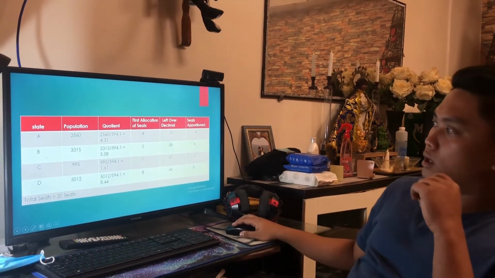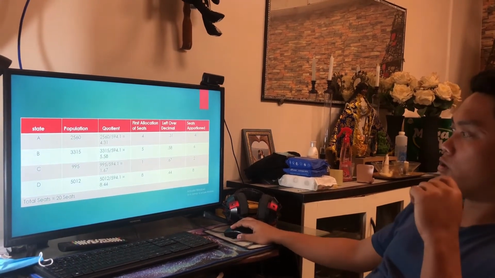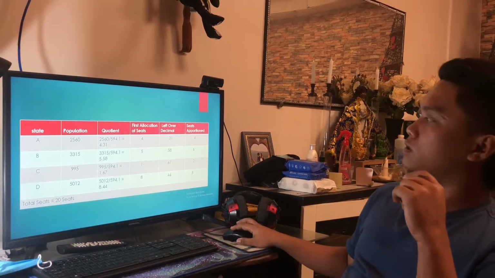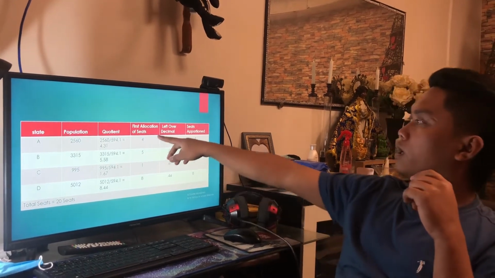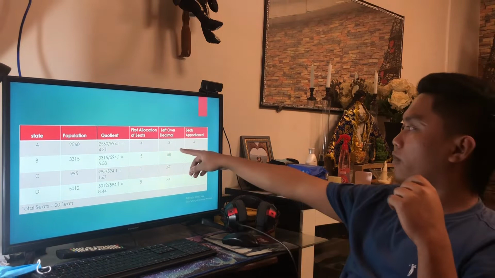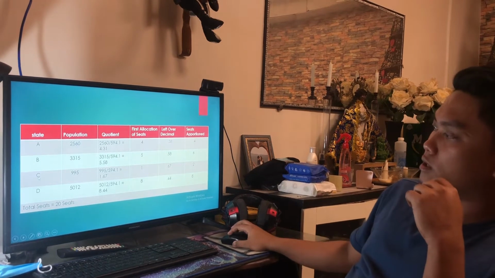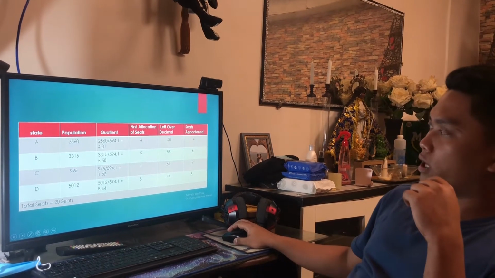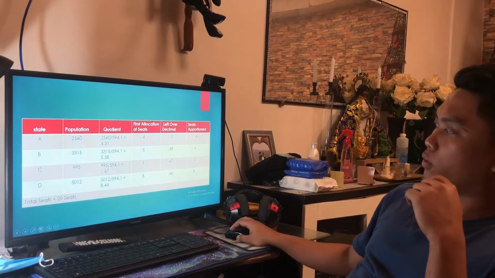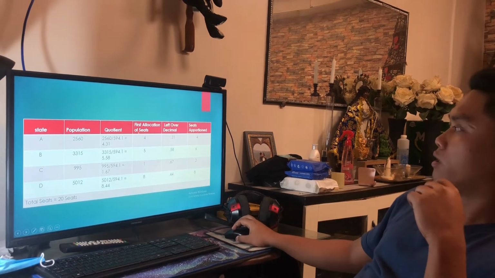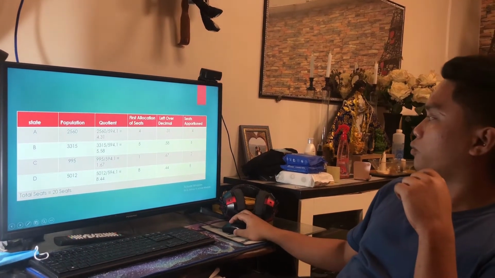And for state B, the population is 3,315, and 3,315 divided by 594.1 equals 5.58. The first allocation of seats is 5, the leftover decimal is 0.58, and the seats appointed is 6. And for state C, 995, the quotient is 995 divided by 594.1, which equals 1.67. The first allocation of seats is 1, the leftover decimal is 0.67, and the seats appointed is 2.